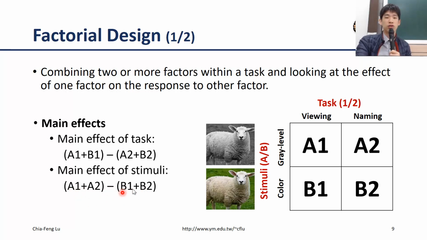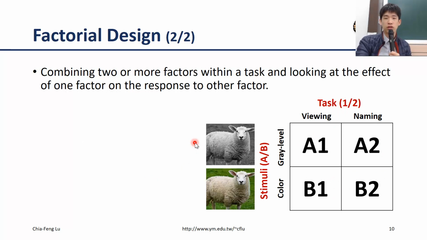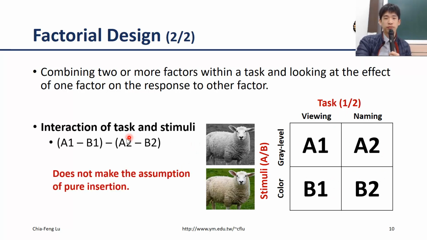Okay, so this is the 2 group. This is the way that we can consider different stimuli and different tasks, and investigate the main effect of the stimuli. So this is the 2 by 2 factorial design. And again, you can also consider the interaction.